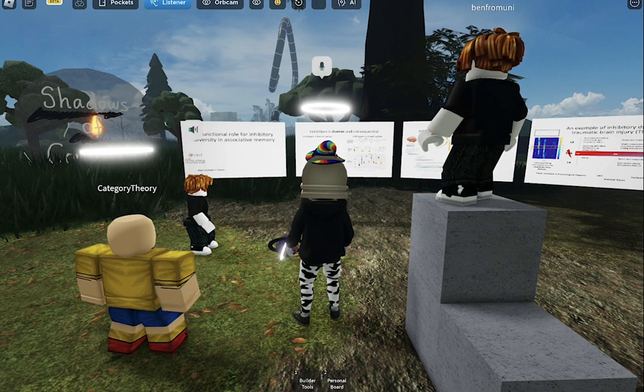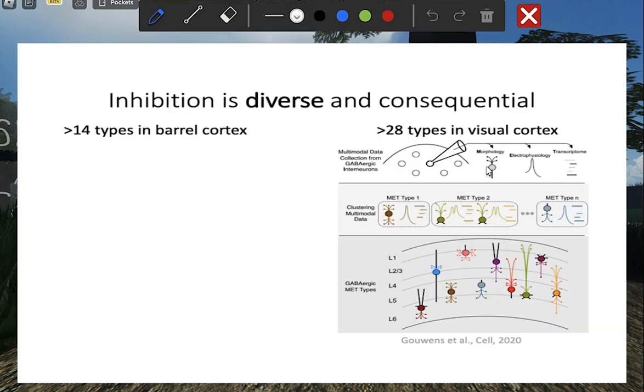Firstly, let me direct you to the second slide. I don't expect you to look at the detailed picture, but it's really just to illustrate that there is a lot of diversity in inhibition.